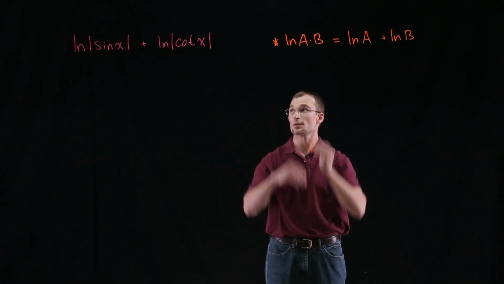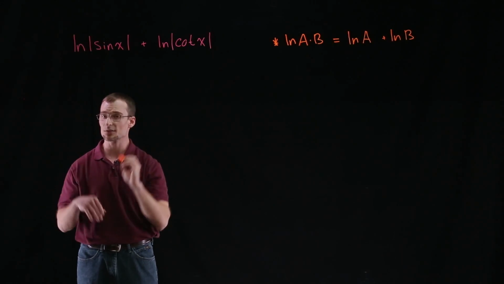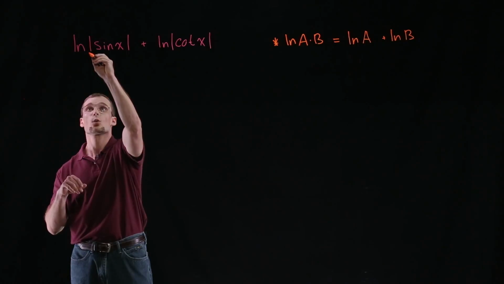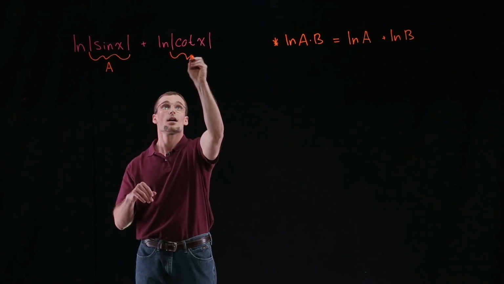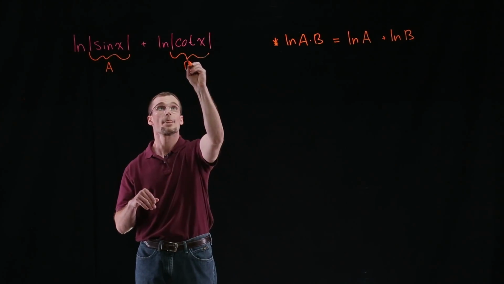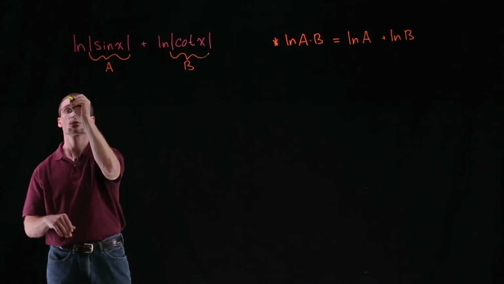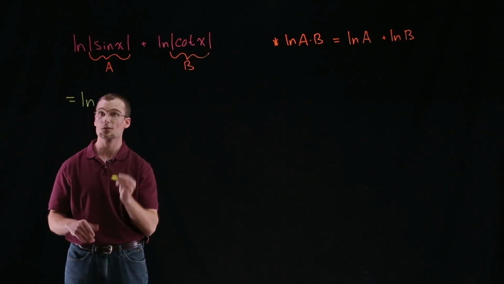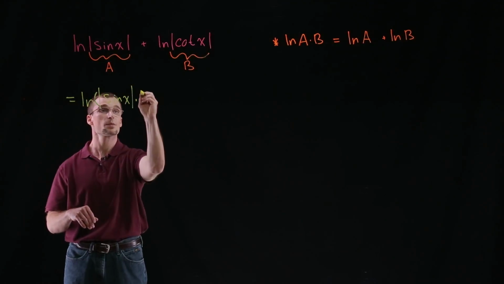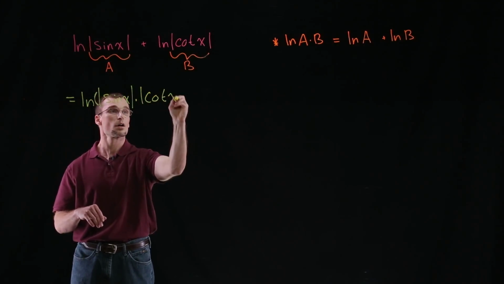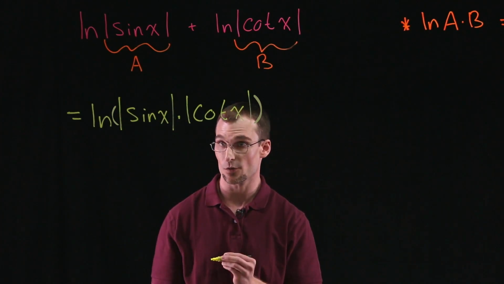So using this formula in reverse, what we have is the sum natural log of the absolute value of sine of x. Now, even though we have sine x inside the absolute value, that's fine. We're going to treat it as an entire quantity, call that a, and our absolute value of cotangent x, treat that as our entire quantity, say b. So using our formula, we can write this as the natural log of the product of absolute value of sine of x times absolute value of cotangent of x. So we've done our first part. We've written the logarithm as a single logarithm.